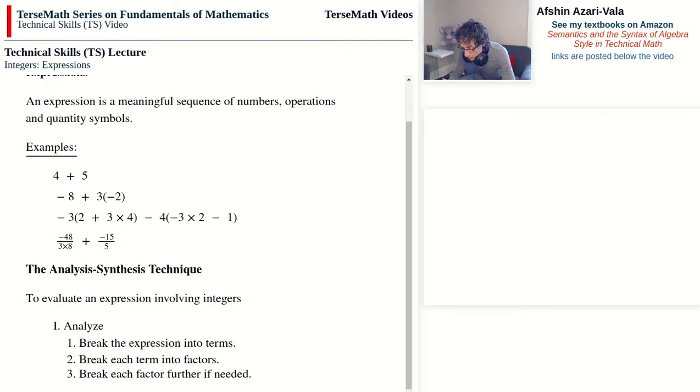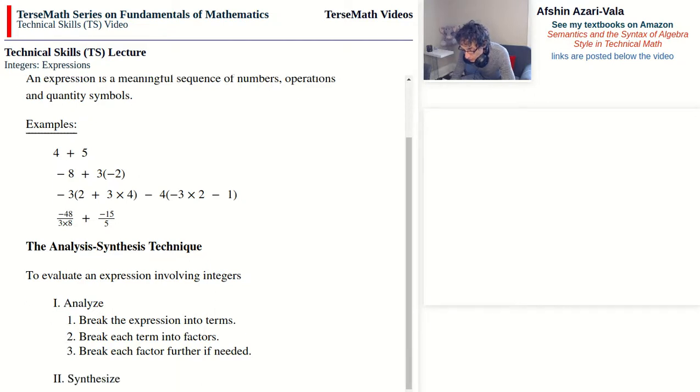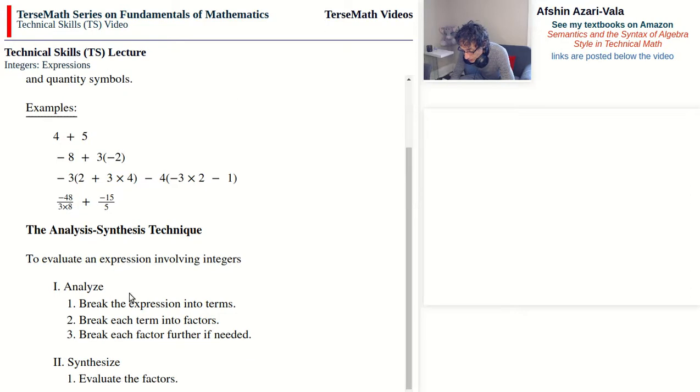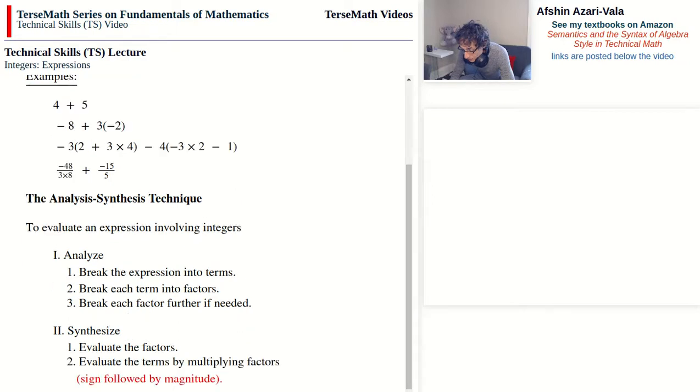Once we know how it is put together, then we can start with the smallest values. Those are the numbers or quantity symbols, and then start to work our way backwards. So this is now the synthesis stage, where we synthesize the expression as a whole by starting with the bits and pieces and putting it back together. As we go along the process of putting it back together, we also perform any operations that can be performed. There are 3 steps in this one as well. So we start now with the bottom part. We evaluate the factors. Then we evaluate the terms by multiplying the factors.